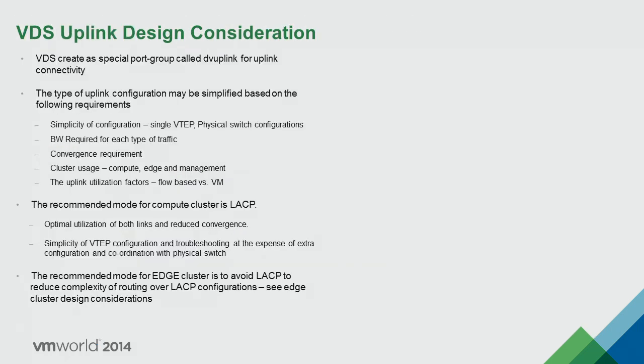So VDS uplink design, what is that, right? The ability to configure uplinks is a critical design choice because it has a lot of different permutations you can do. There are many requirements: convergence versus load balance versus simplified design. If you do LACP, it requires elaborate configurations or some configuration with your network switches, etc. Right? So how do you choose? That will be based on how you design your compute requirement and edge requirement, right?